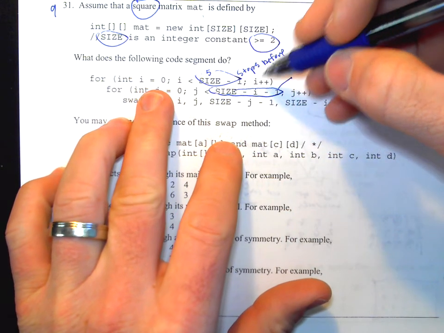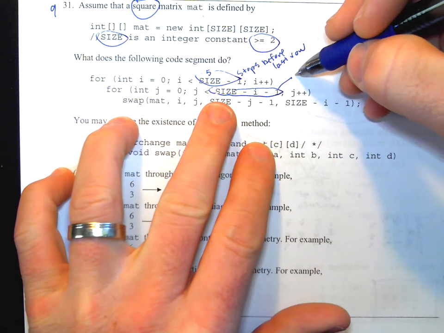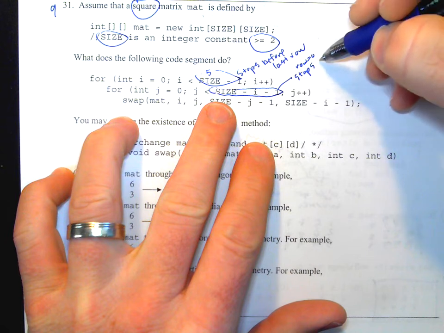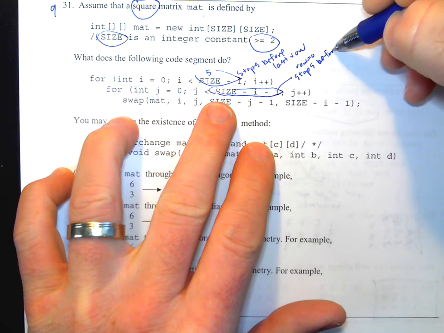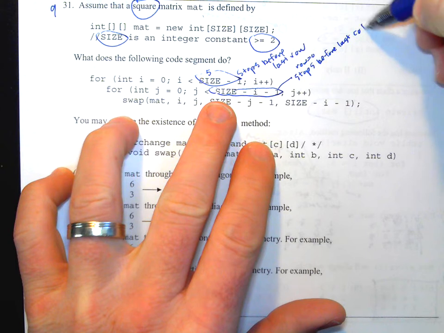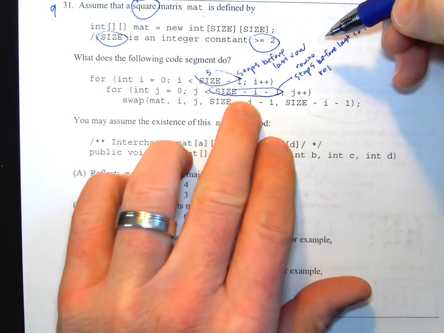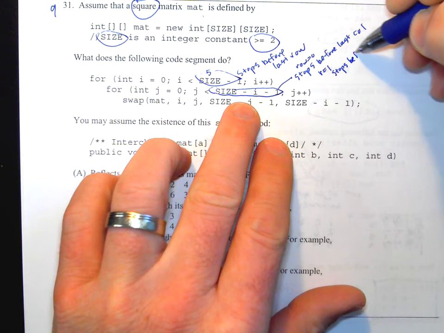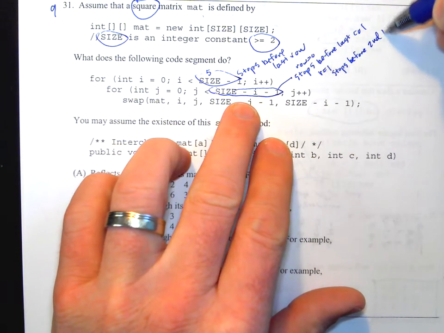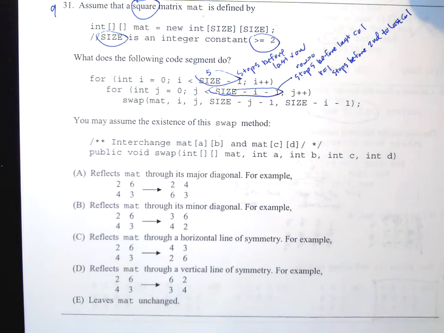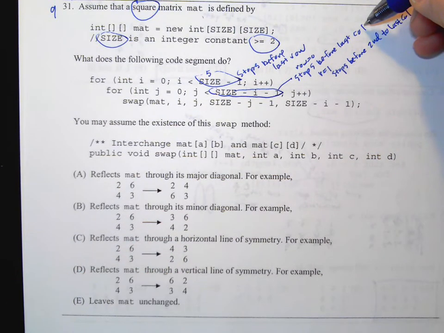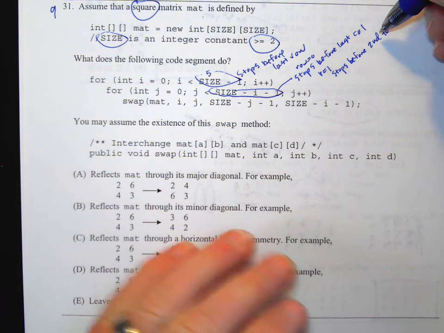So on row 0, it stops when row equals 0 or I equals 0. It stops before the last column, right? When row equals 1, it stops before the second to last column. So do you see what's happening? Every row we go, it's going to stop one column earlier. The first one, it stops before the last column, so it doesn't touch the last column. Then what does it do?